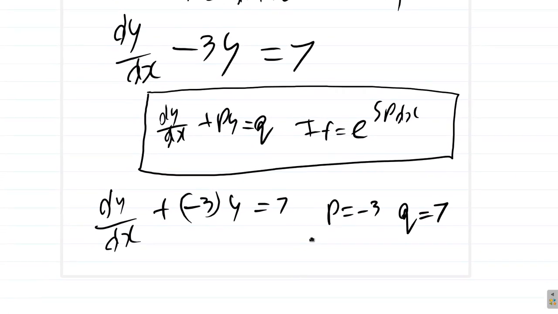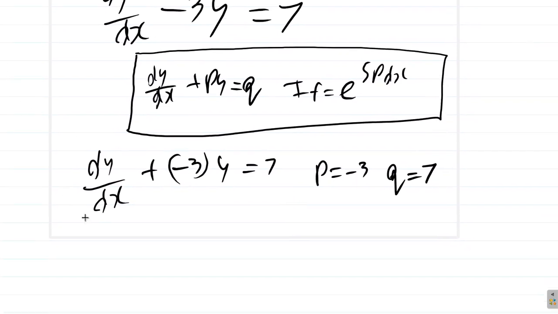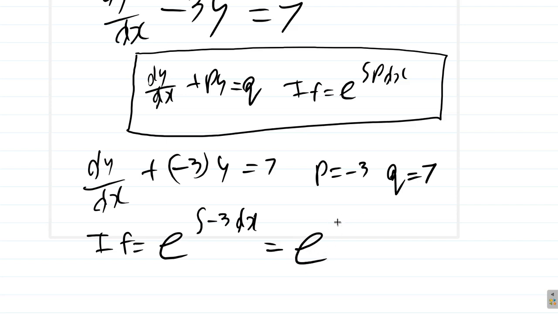Now, the integrating factor is equal to e to the integral of p, which is negative 3, dx. Well, when you integrate negative 3 with respect to x, what do you get? You get negative 3x. Alright? So that's what you get there.